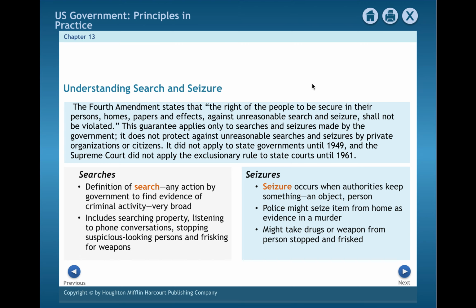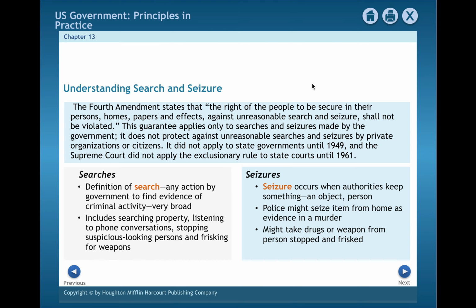A search is any action by government to find evidence of criminal activity. That is the answer to question number 6 on your quiz. There are going to be 5 questions, and it is actually going to be matching. So the letter for number 6 is the letter I, as in ice cream, okay? I.